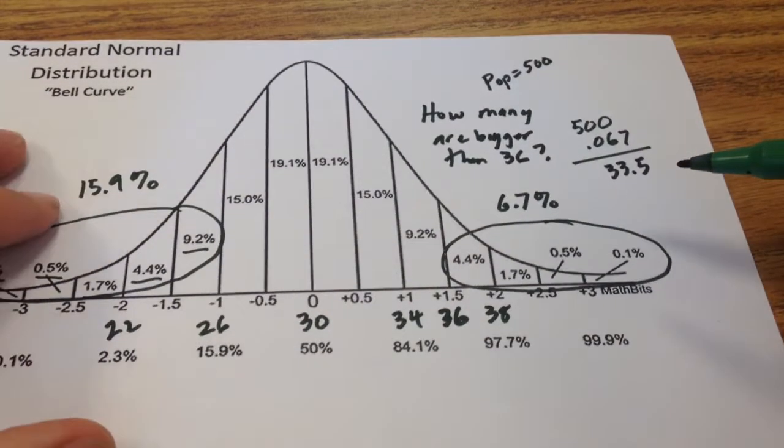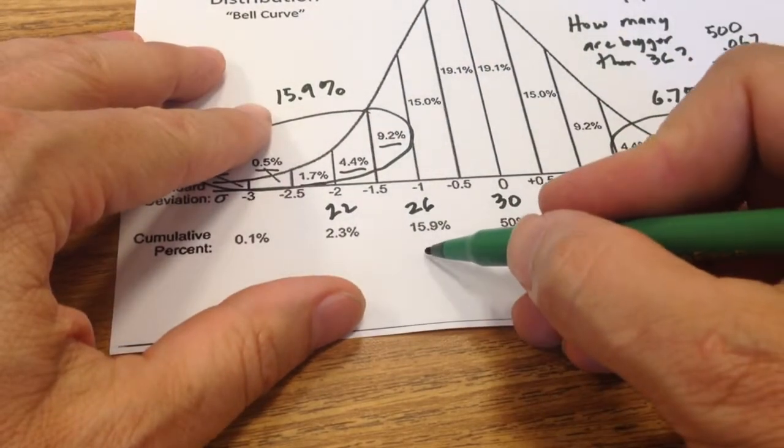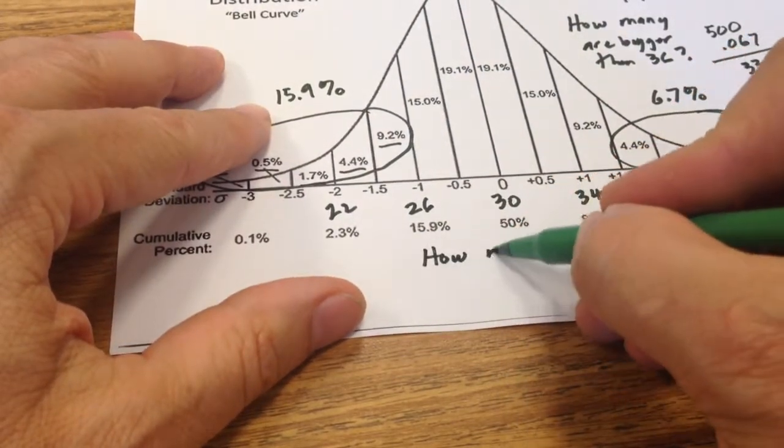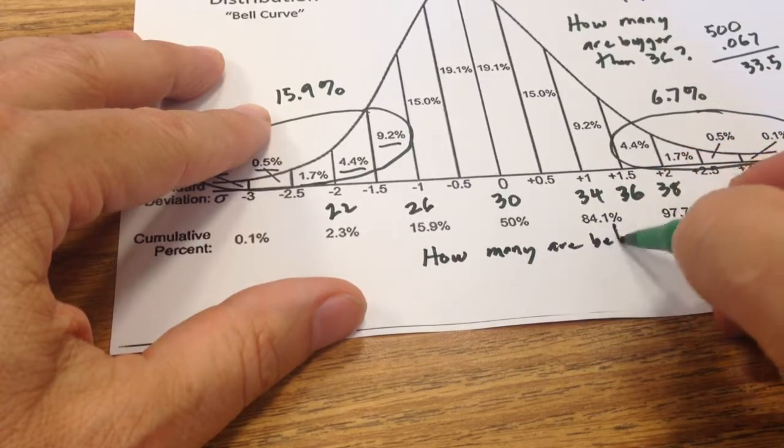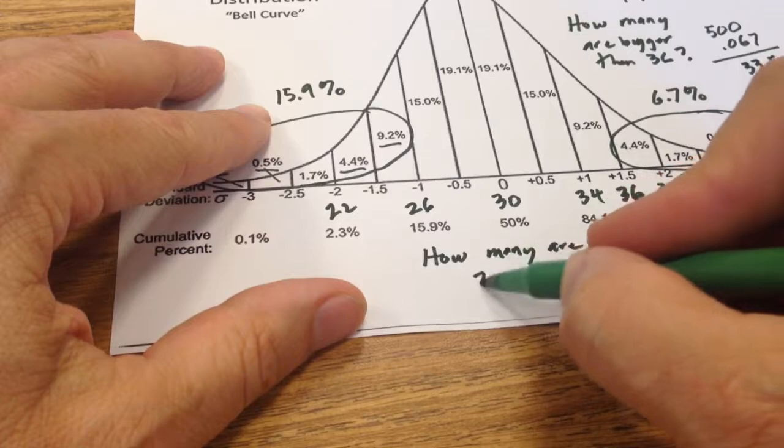Okay, and another question that I might actually ask: how many are between 26 and 38?